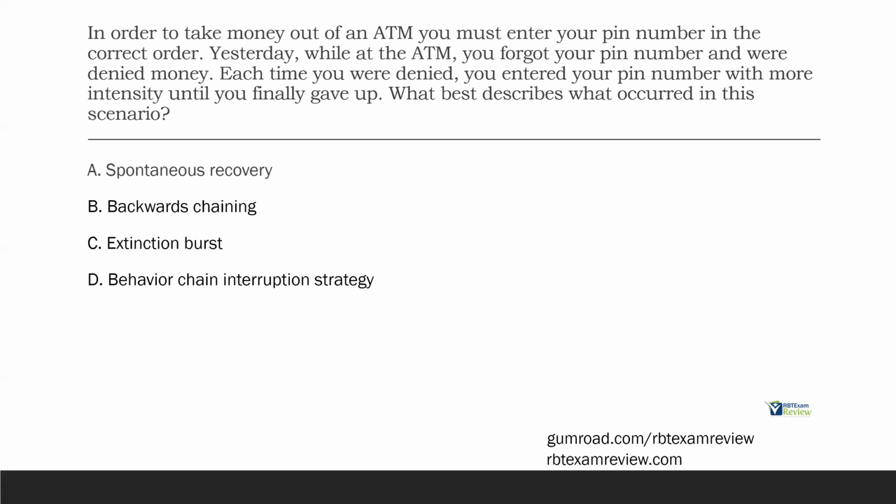So C, extinction burst. What is an extinction burst? Extinction burst is a temporary increase in frequency, magnitude, or intensity of a behavior when denied reinforcement, right? What is happening here? You're being denied reinforcement. Your behavior is increasing in intensity, and then you give up, the behavior decreases, you are experiencing an extinction burst. C is probably our best answer. Let's look at D, behavior chain interruption strategy. Again, no one is teaching you this skill, okay? You're simply being denied reinforcement for a previously reinforced behavior. Your behavior is increasing. Therefore, you are experiencing an extinction burst.